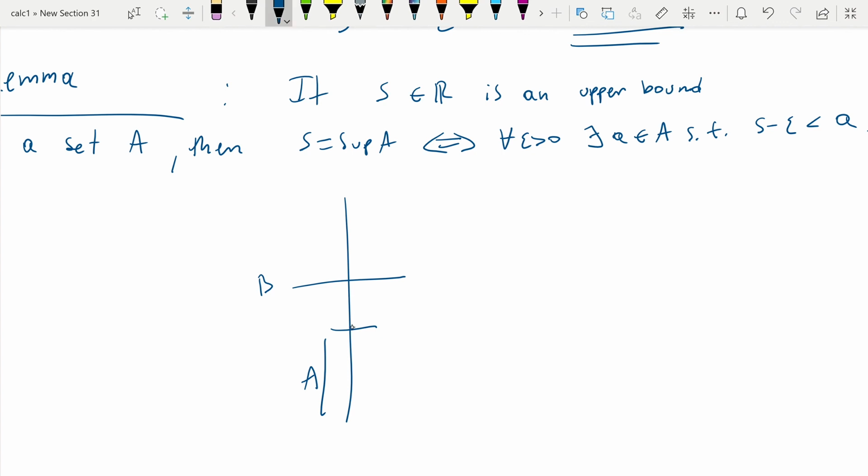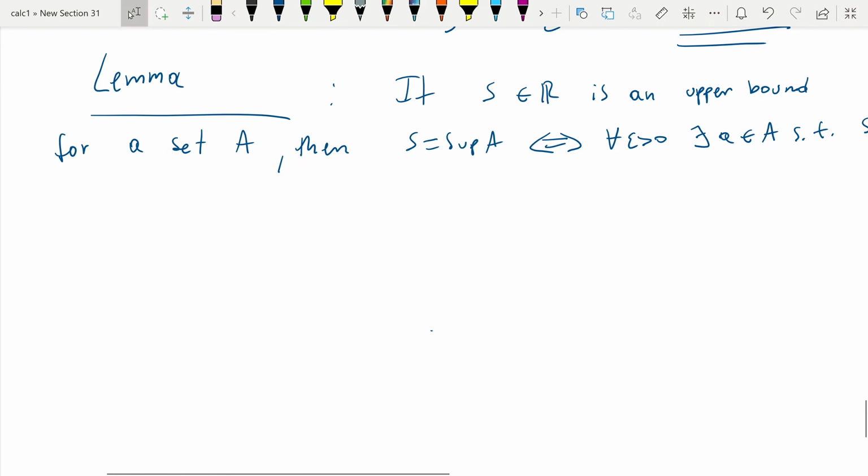So the supremum must be something that is almost touching, or is touching, the set A. And so whenever I lower this a little bit by some epsilon, there must be some elements in the set A that are bigger than S minus this epsilon. And that's the idea. The least upper bound cannot be detached from the set A. Okay? And that's what we'll do in the next video.